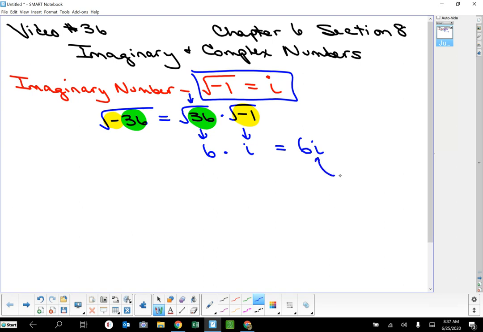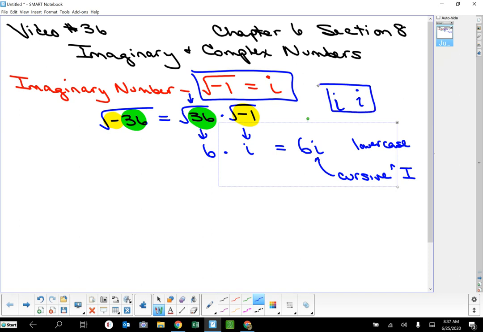And this is a cursive lowercase i. I would not just make it like that, because that could look like a 1 with a dot over the top of it. Make sure you put this little tail on there, or in text sometimes it's italicized and looks like that. But use one of these when you write your i's, okay? So an imaginary number is literally just the value i, which equals the root of -1.